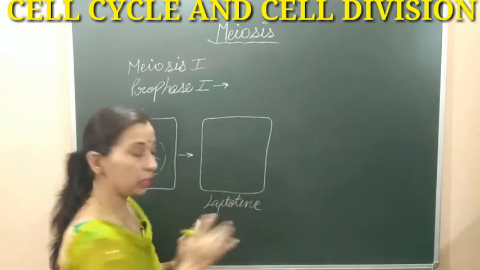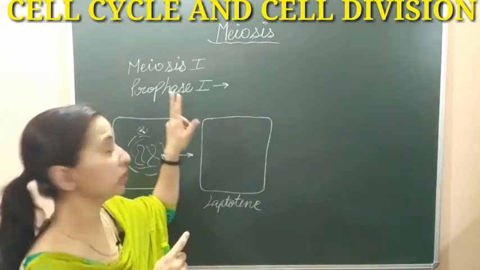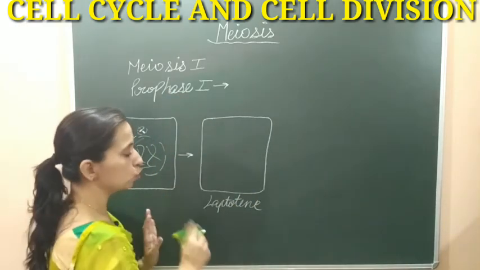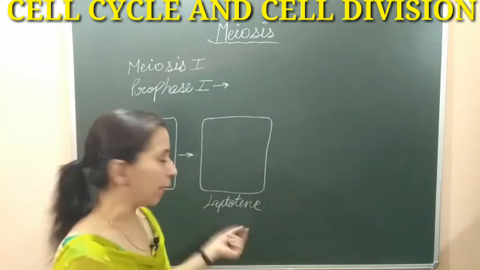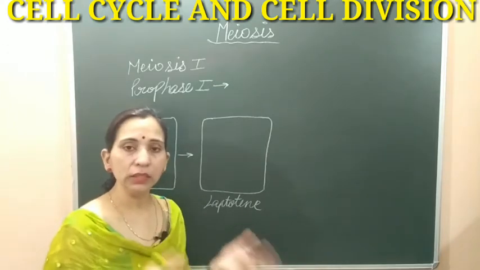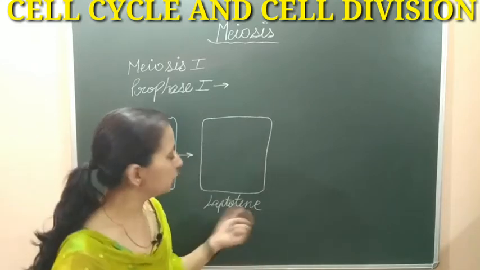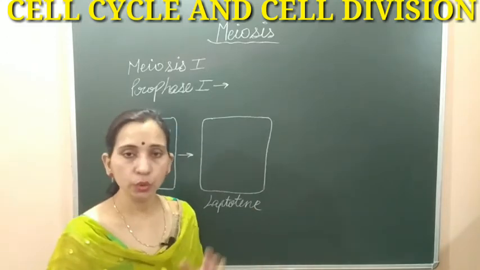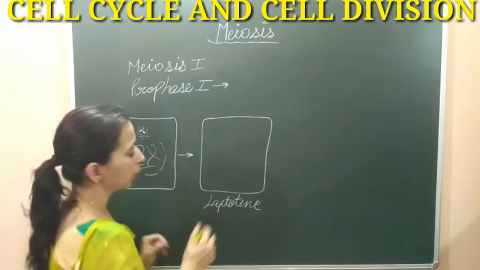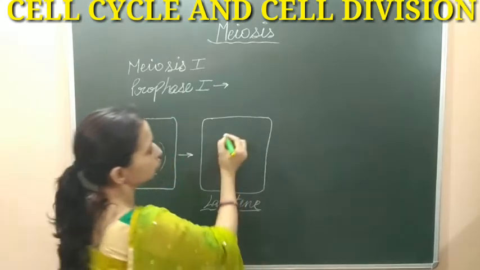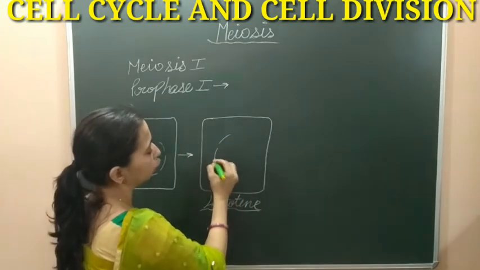So we are starting with leptotene. This leptotene is the first subphase of prophase 1. It is also known as leptonema. Lepto means thin, and nema, or the word nema, is related to thread. So here a thin thread-like structure will form. Let's see what other changes we can see in the leptotene stage.